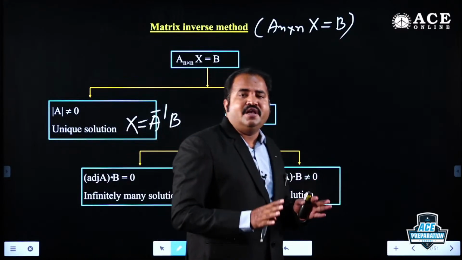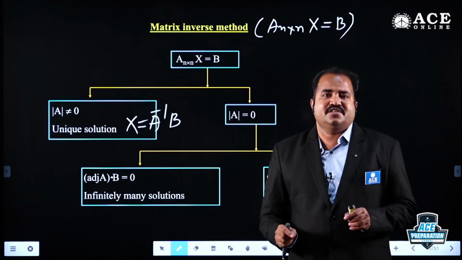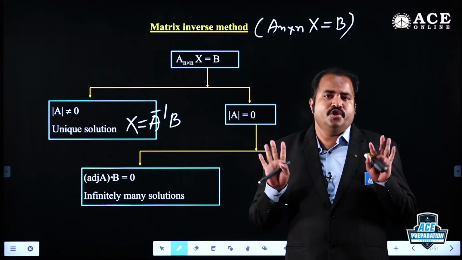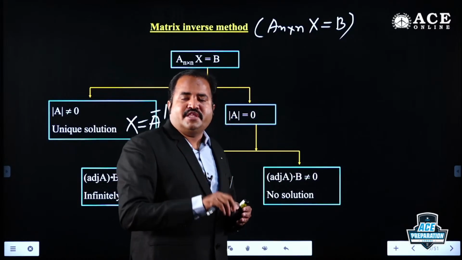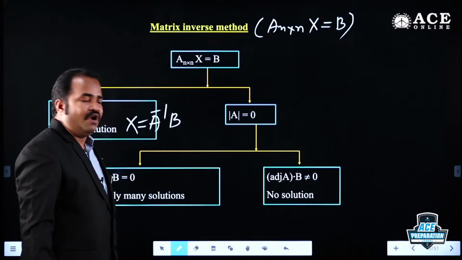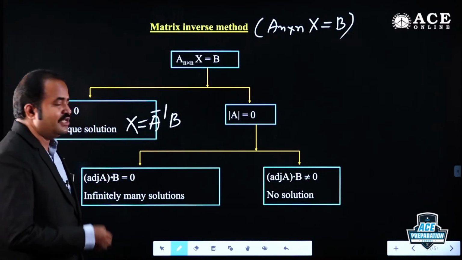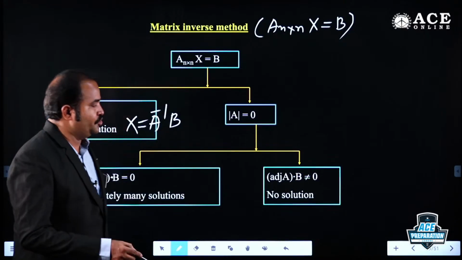So it's very clear: if the given system of equations is an n by n system, number of equations equal to number of unknowns, and det A is non-zero, no doubt a unique solution. What about det A equal to 0? Either infinitely many solutions or no solution, depending on these two conditions. If adjoint A into B equal to O, infinitely many solutions. If adjoint A into B not equal to O, then no solution.